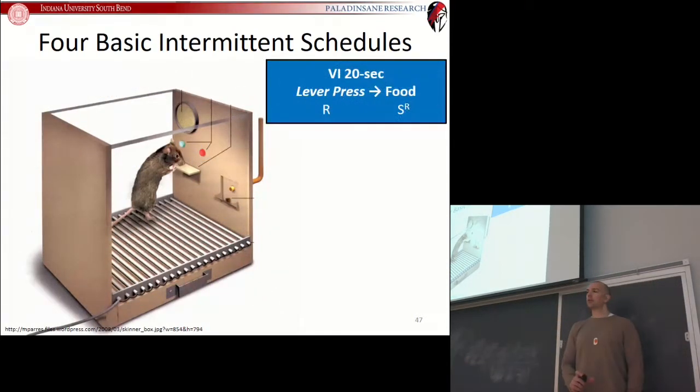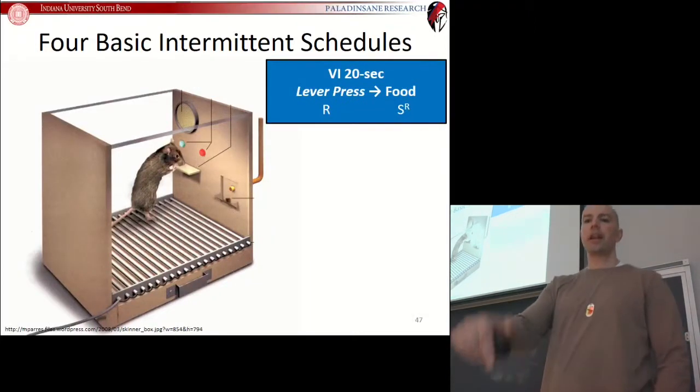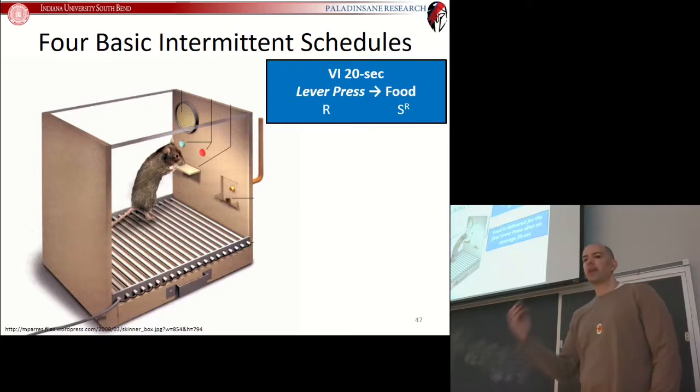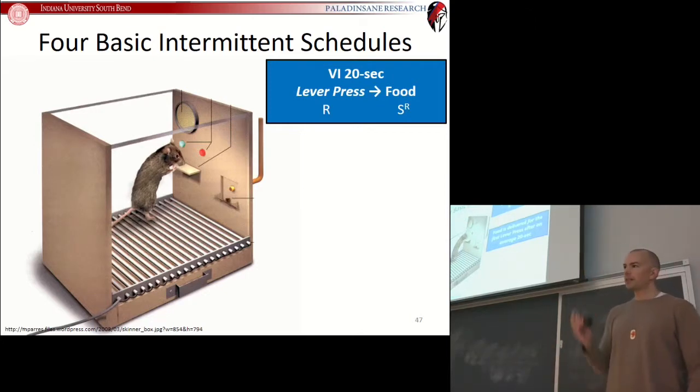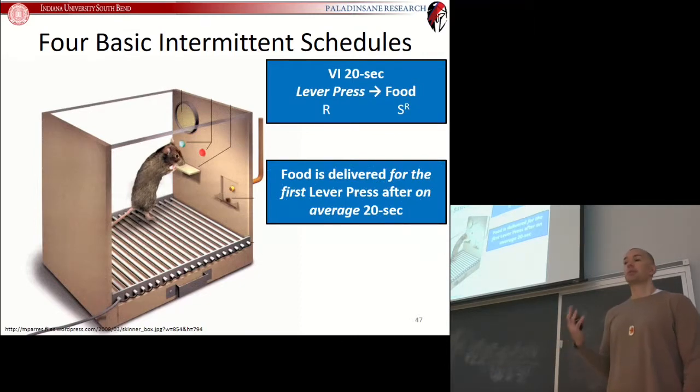So once again, if Sniffy was on a variable interval, VI 20-second intermittent schedule, Sniffy is still getting reinforced for pressing the bar, still receiving food as a consequence. However, now food is going to be delivered for that first press, but this time the interval is variable. So it's on average 20 seconds. But sometimes Sniffy is going to have to wait 30 seconds. Sometimes Sniffy is only going to have to wait 10 seconds. Occasionally, he might only have to wait 2 seconds in order to get that next response reinforced.